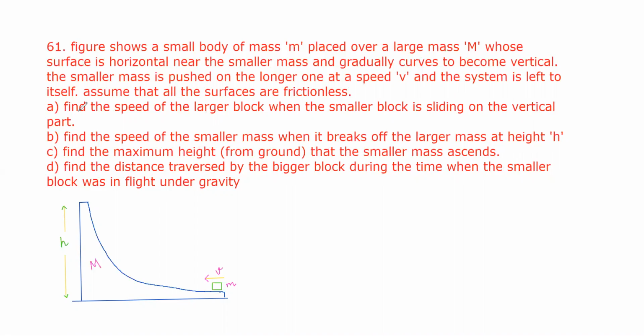First, we find the speed of the larger block when the smaller block is sliding on the vertical part. Here we have given velocity v to the smaller mass m so that it moves on this curved part. When it reaches the maximum height h, it becomes vertical. At this point, this block has two component velocities: one is the vertical component vy, another is the horizontal component vx. With this horizontal component velocity only, the larger mass M will also be moving together.